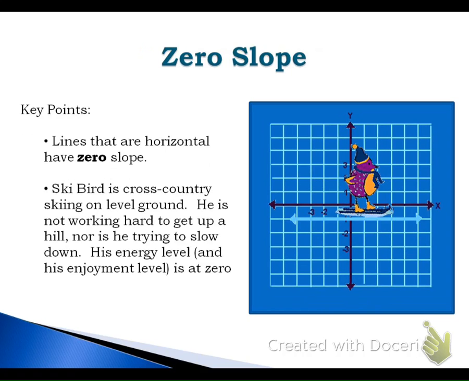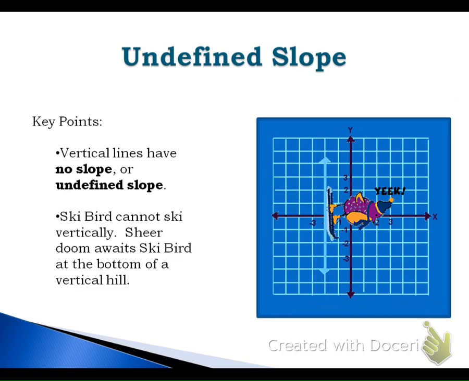When a line is horizontal, we say that it has a 0 slope. Here we go, ski bird can't go anywhere because he's just level with the ground. But a vertical line, eek, no slope. Ski bird can't ski vertically. Duma waits for ski bird at the bottom of the hill. No slope, vertical, or undefined. Those words are used interchangeably, no slope or undefined.